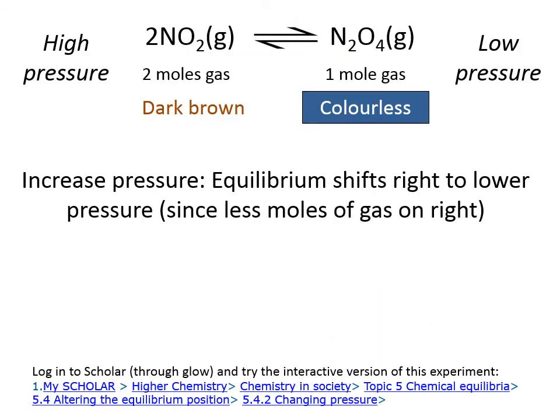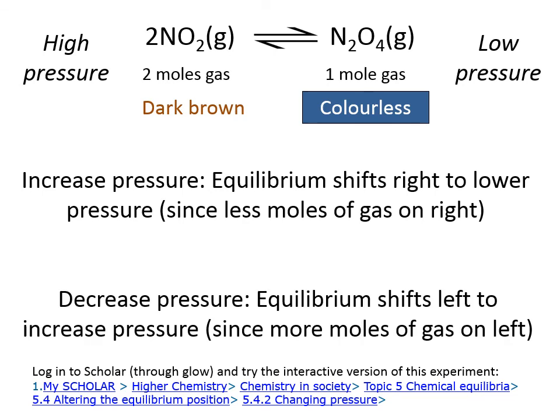So if we increase the pressure, the equilibrium is going to shift to the right to lower the pressure, since there's less moles of gas on the right. So that means that when we increase the pressure, it goes to the lower pressure side of the reaction, the one with the less moles of gas. And in this particular case, that means it's moving to the colourless, which is why if we increase the pressure, it gets lighter.